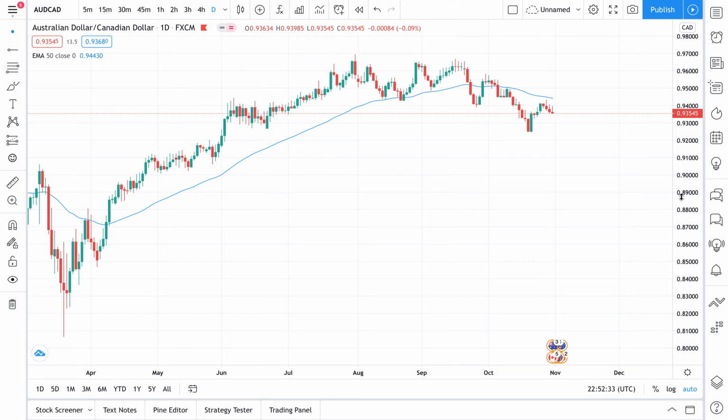Hello guys, welcome back to another video, and today I'm going to be taking you through a trade I'm currently in. It's a live trade, and I just wanted to break down this market. This is Aussie dollar and Canadian dollar. I wanted to break it down because a few of you wanted to see me do a live trade. I've literally just entered, market is just closed.